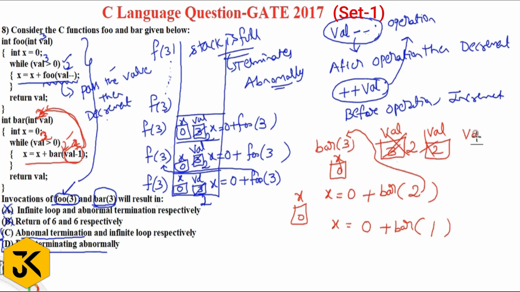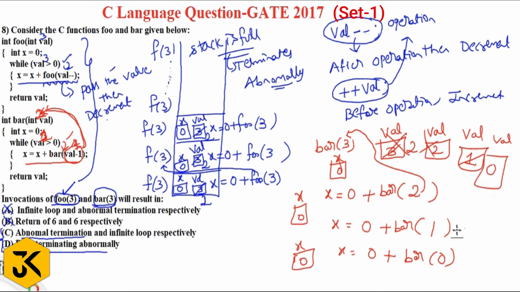Now once again one more temporary variable is created with a value 1. Now bar of 1 is going to be called once again, and a local variable x is created with a value 0. Then 1 greater than 0, so x equal to x plus 0 plus bar of 0. Now bar of 0 will be called, and this value will be replaced with 0. A new variable is created with a value 0. Now once again x value will be 0.